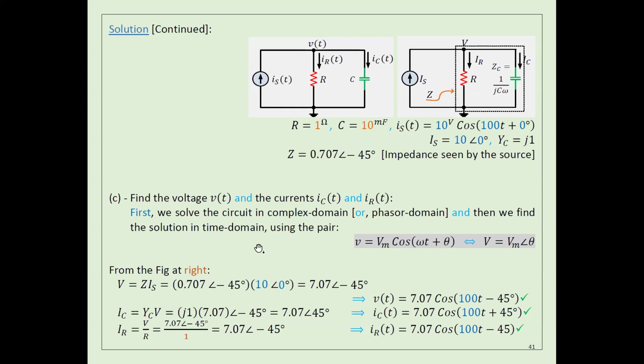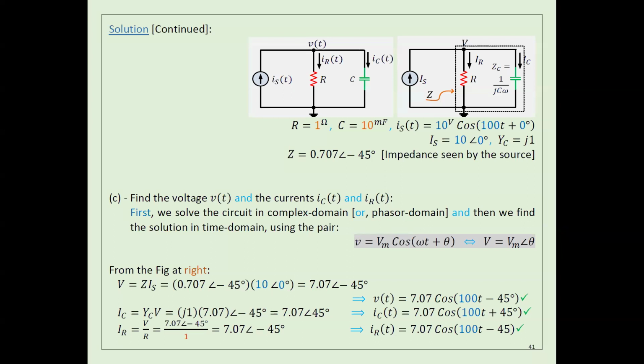So here what I did, IC should equal V divided by ZC, because YC is 1 over ZC. I did it here and I got the current here. Then V divided by R, I got the current here.